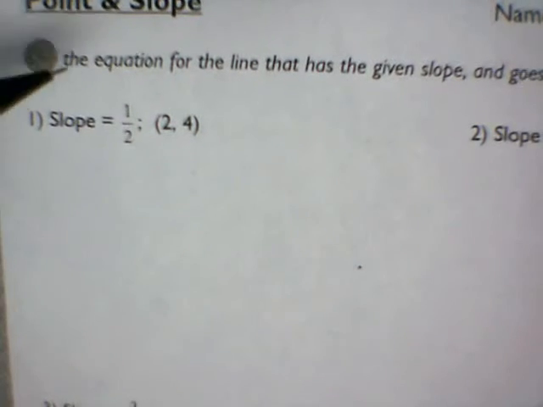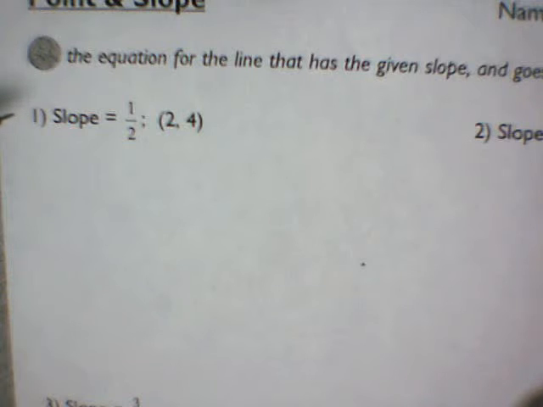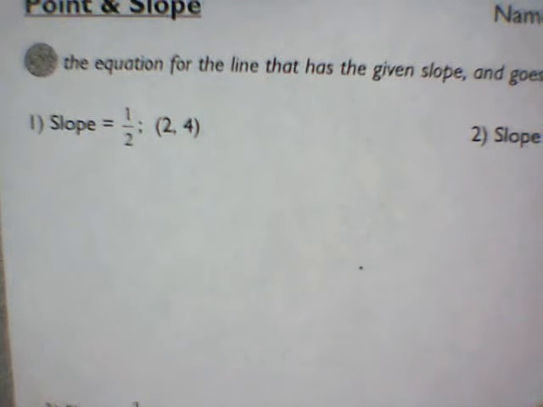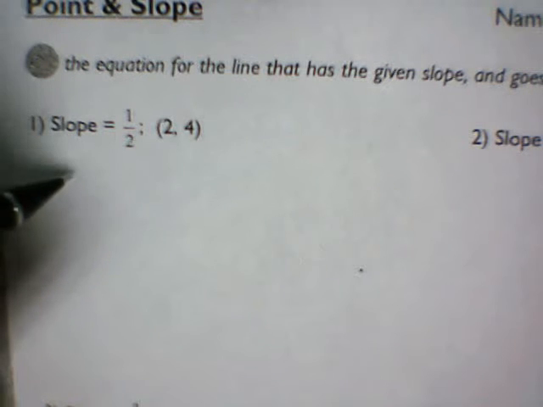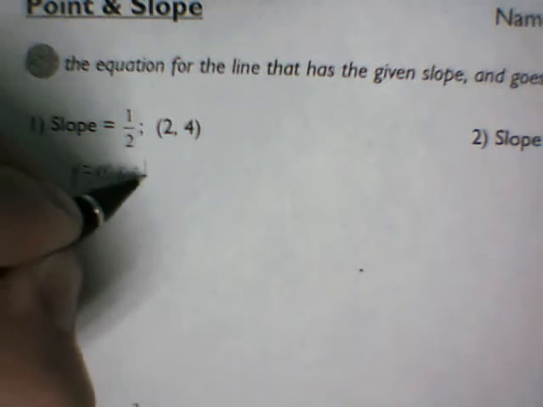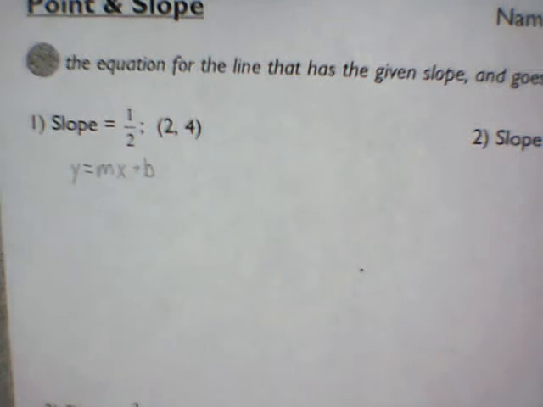So let's take a look at this first problem. It tells us that we need an equation for a line that has a slope of 1/2 and it goes through this point, 2 and 4. And so in order to make an equation, I know that it's going to be in this form, y equals mx plus b. I know that all linear equations are like that. All the lines will be like that.